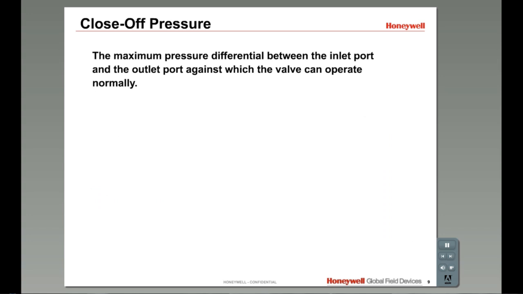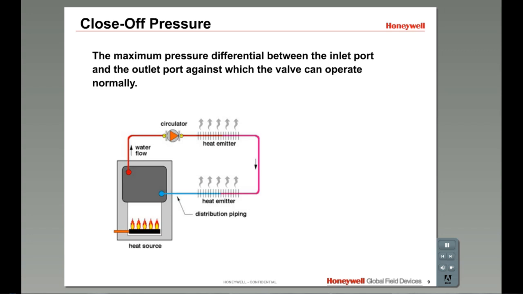When a valve is closed, there is higher pressure on the pump side than on the other side of the valve. This pressure is caused by the circulating pump, as measured between the inlet and outlet of the valve. Close-off pressure is the maximum pressure differential that a valve can withstand in a closed position without exceeding its leakage rating. The close-off rating must be equal to or greater than the required close-off pressure. The job documentation should contain this information.